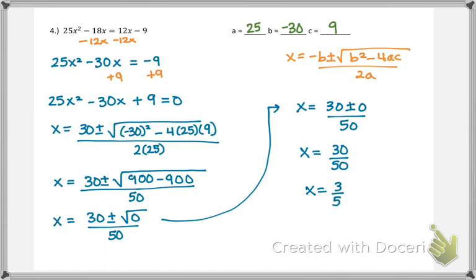Okay, one answer, which means that if I were to graph this equation in standard form right here, my x-intercept would only be at 1 point, 3/5.